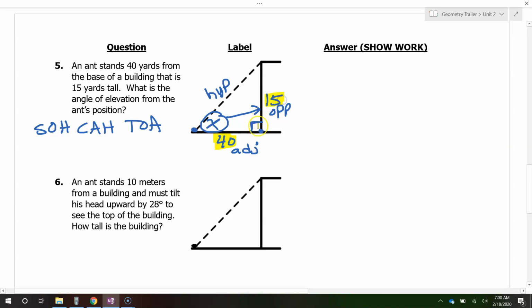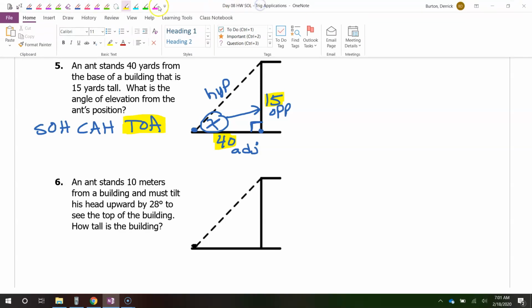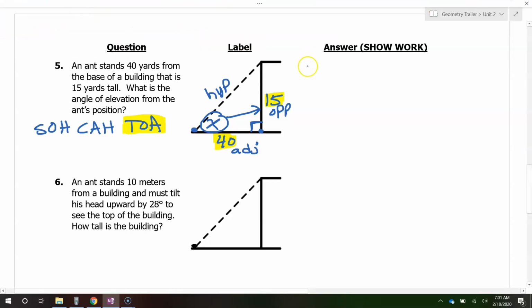So we're given these two, which is opposite and adjacent. There it is, opposite and adjacent. That sounds like tangent to me. So we will write tangent. So tangent of the angle we circled, even if that is an x, is equal to opposite over adjacent. So that's 15 over 40.